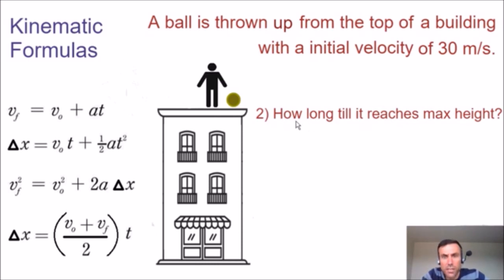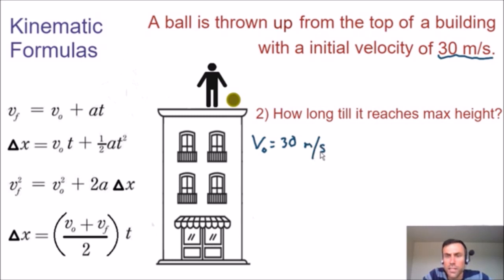So let's see what is given to us. It says that a ball is thrown up from the building with an initial velocity of 30 meters per second. So this person is going to throw this ball with an initial velocity of 30 meters per second. And I'm going to write all of this information below just to keep it a little bit more organized. So we know that the initial velocity of the ball being thrown up is equal to 30 meters per second.